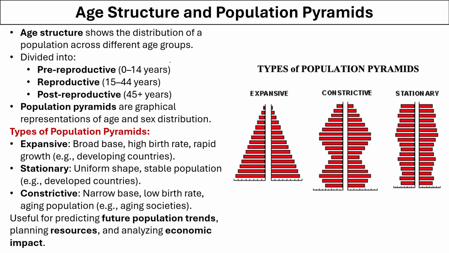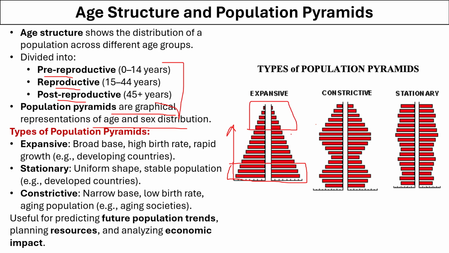When we study demographics, two concepts are important: age structure, which tells you the distribution of number of people in different age groups. The first age group is pre-reproductive, before the age of 14, then reproductive between the ages of 15 to 44, and post-reproductive. Population pyramid is the graphical representation of age and sex distribution of a population. For example, what you're seeing here is an expansive population pyramid in which there are more people in the younger age group and fewer in the older group.